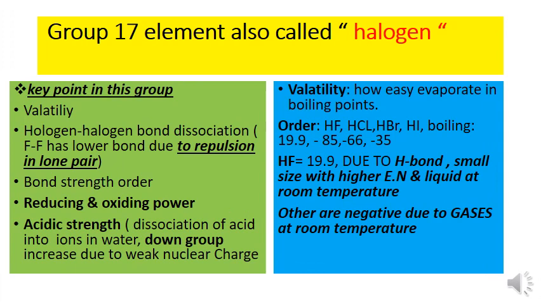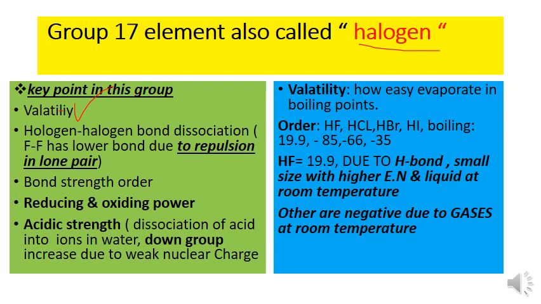We have group 17, called halogens. In the halogens, you have fluorine, chlorine, bromine, and iodine. Those are some key points you have to know in this group. Volatility is how easily something evaporates, related to boiling point. It means that those with higher volatility have the lower boiling point.